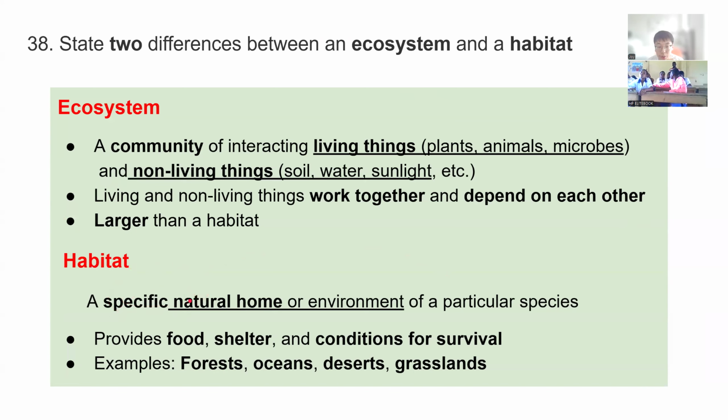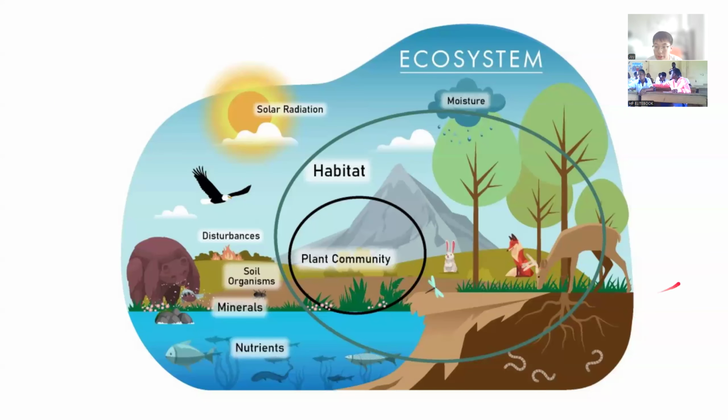A habitat is a specific home, a natural home or environment of a particular species. In that habitat, it provides food, shelter, and conditions for living. So a habitat can be the forest, the ocean, the desert, or the grassland, or it can even be smaller, like trees and maybe some other parts. So here's the picture.